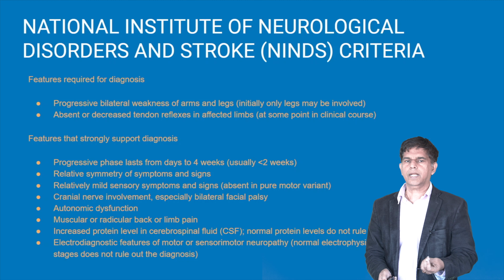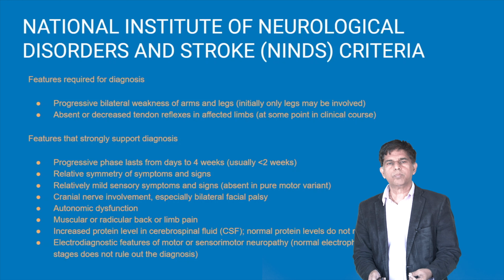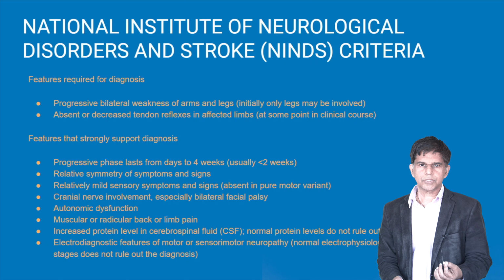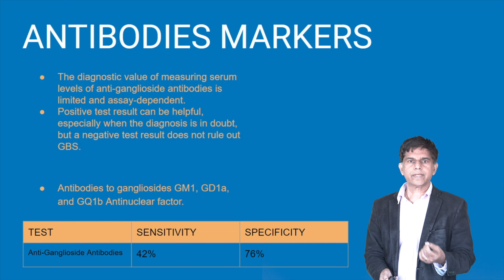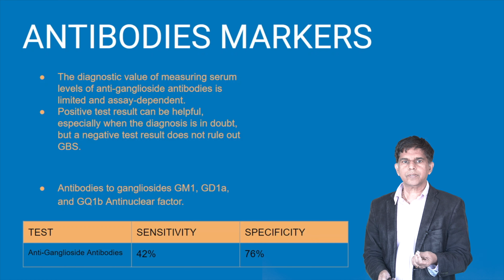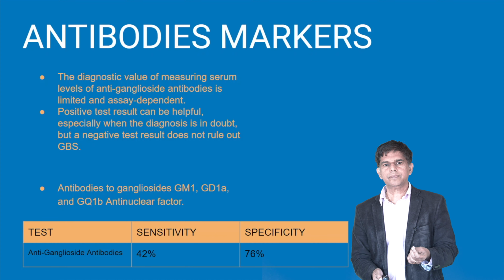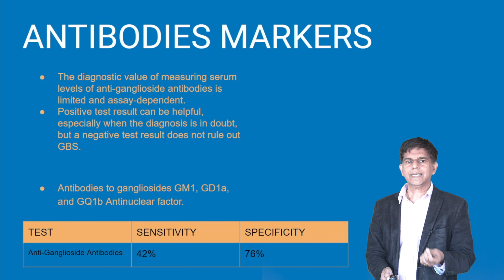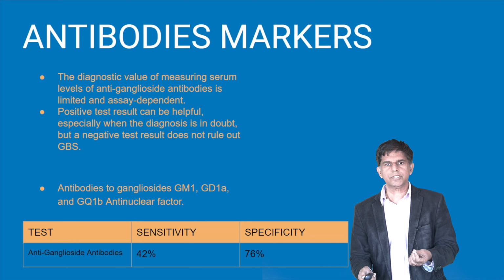So blood tests, you don't need to do any blood tests, but we do blood tests to rule out the other diseases. Okay, remember. And there are antibody markers we can do. The diagnostic value of measuring levels of anti-ganglioside antibodies is limited and assay dependent. Okay, so you have antibodies to ganglioside GM1, GD1a, and GQ1b, and anti-nuclear factor. For the anti-ganglioside antibodies, sensitivity is 42% and specificity is 76%.